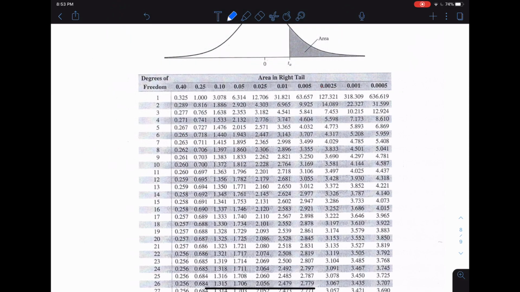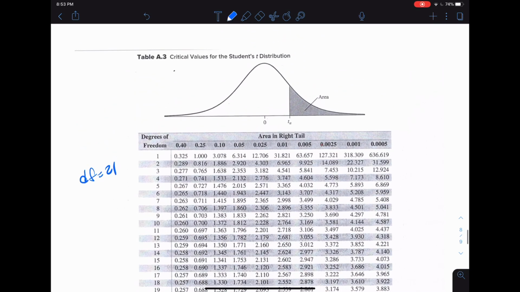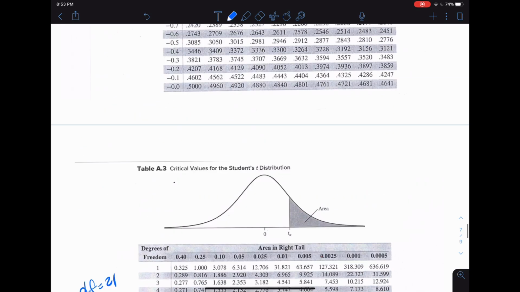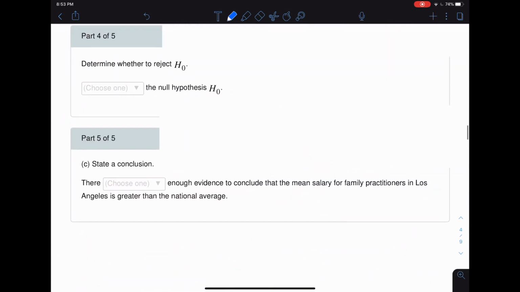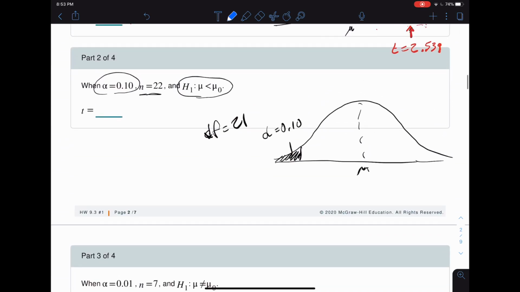Okay, so we said the degrees of freedom happen to be 21. We also said that the alpha... oh, wait, which one is this? What number are we on here? Okay, let's see. I need to go back real quick and take a quick peek at something.